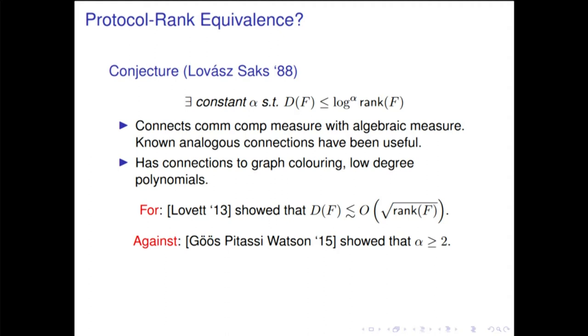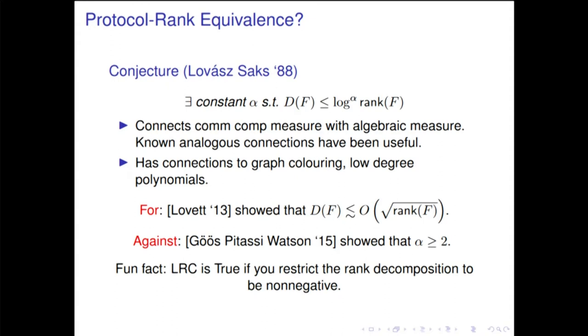But what we do know is that if you restrict this rank decomposition to be non-negative, so we're actually summing up rectangles, which are all non-negative rank 1 matrices, and if you look at the non-negative rank of our matrix, then this conjecture would actually be true. In fact, with alpha equal to 2. D of f is always less than log square non-negative rank. So this is the most famous conjecture.